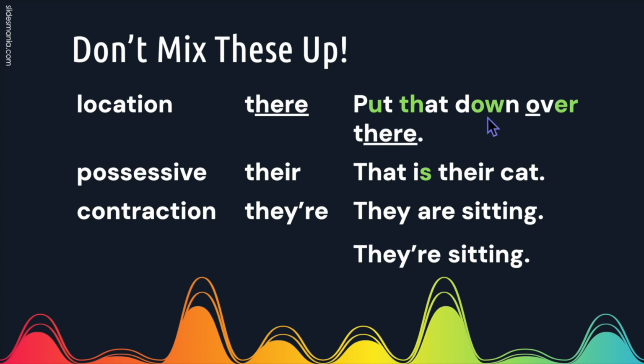You could say put that down here and it would make sense. The way I remember it is this word there has the word here in it. So T-here. You could think of it for spelling purposes as I need to write down t-here.